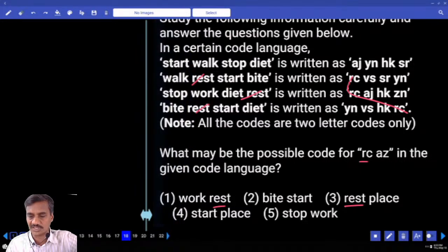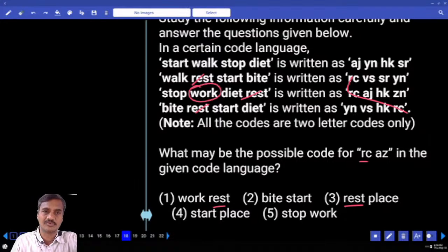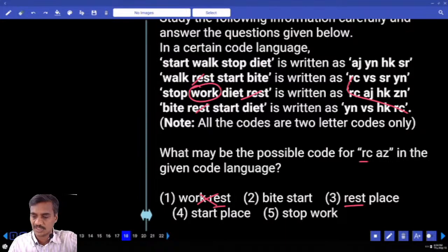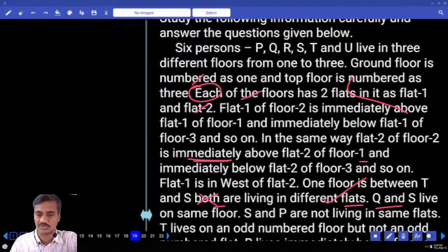Now RC is rest. AZ is not given as the code for any one of these, and the code for AZ can be any word other than the given words. Then what can be that word here? Rest? Can work? No. Work cannot be the word because work is already given here. Hence choice one is ruled out. Then rest and place. As place is not given anywhere here, hence it can be the code. Hence maybe. Maybe means it is a possible code.